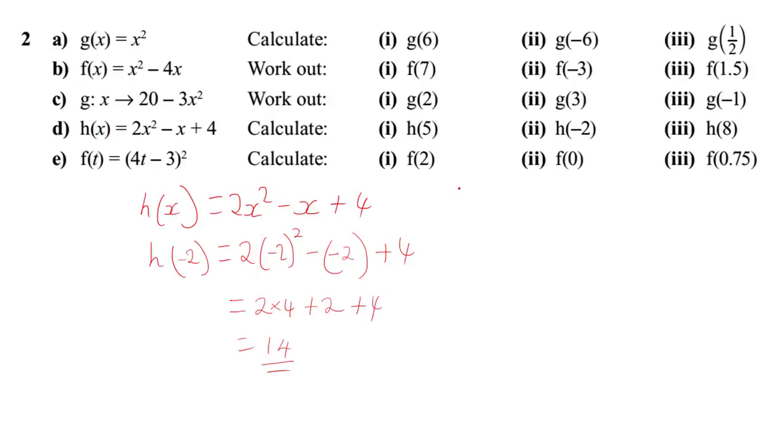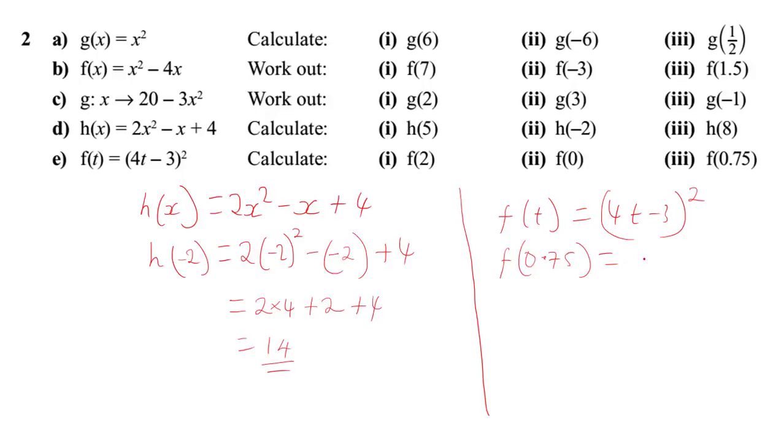Okay. I'm now going to do e, f of t, and I'm going to use the decimal number here. So I'm going to say that f of t equals 4t minus 3 all squared. And all I now need to do is to sub in what t is. t is 0.75, not negative. And then I'm going to have 4 times 0.75, and then I take away 3, and then I'm going to square my answer after.